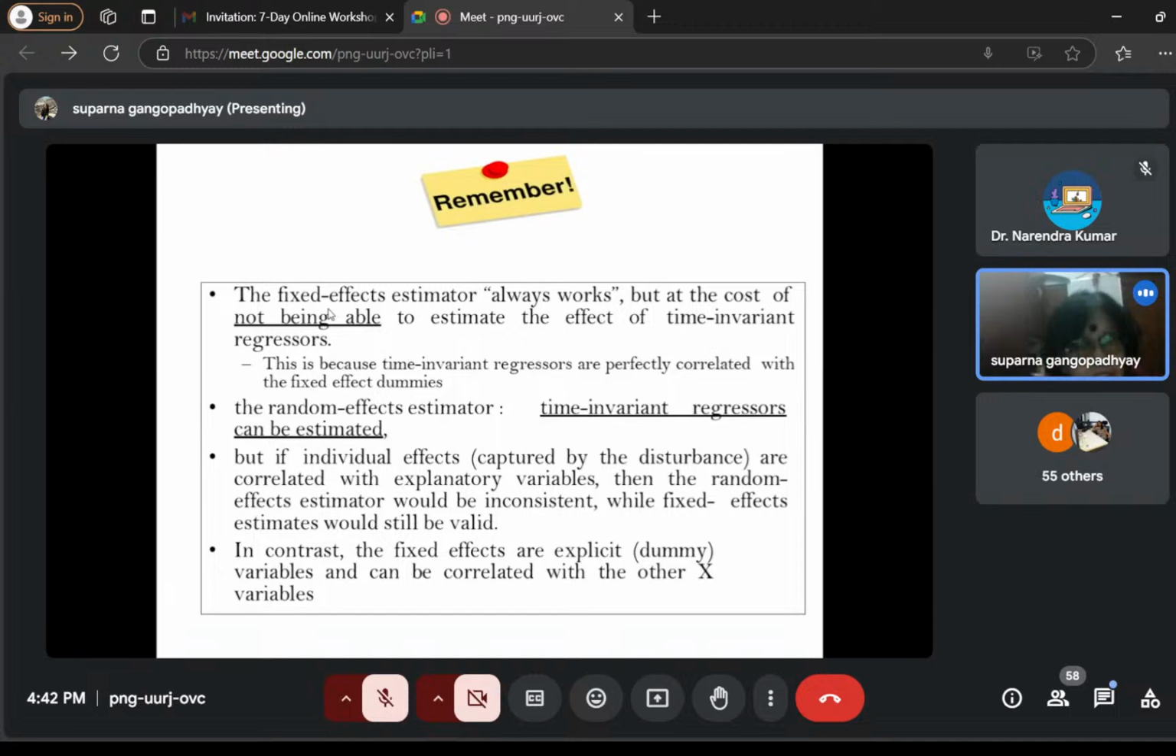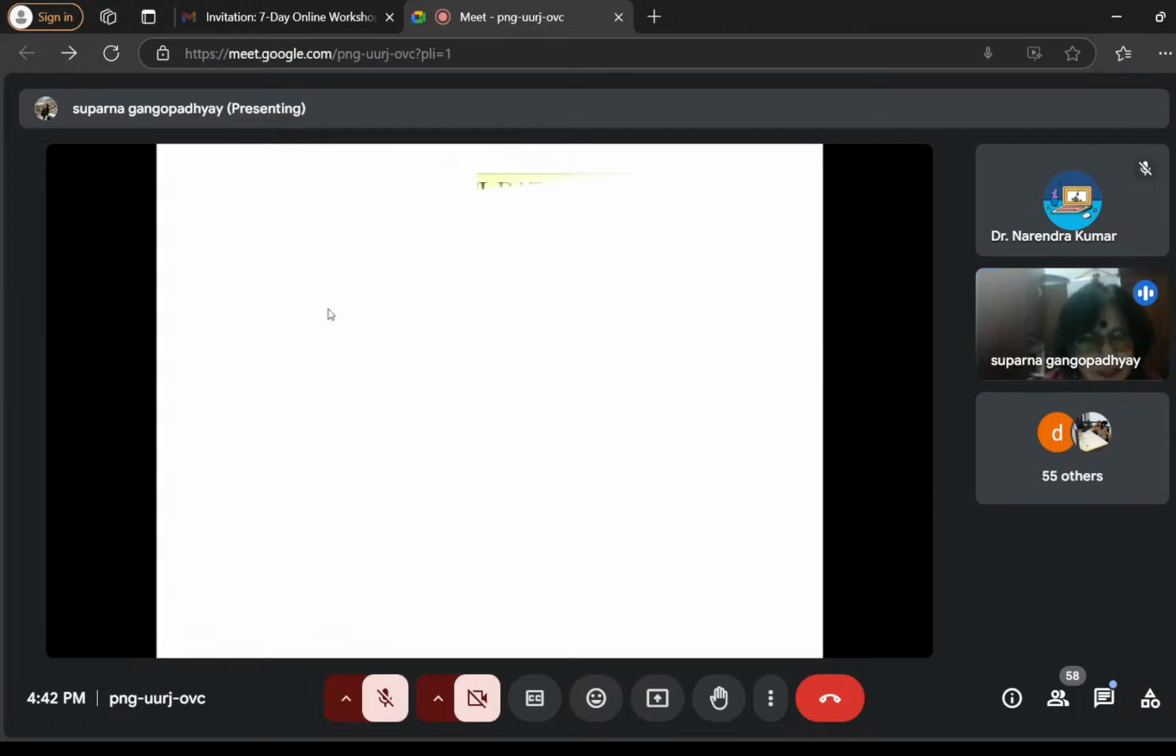Fixed effect estimator always works, but at the cost of avoiding the effect of time-invariant regressors. Clear? For that, random effect is needed. This is the takeaway, right?